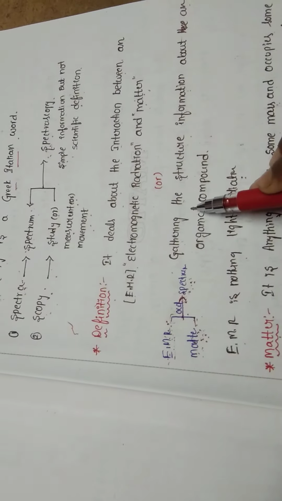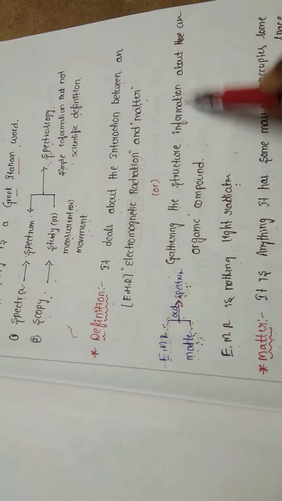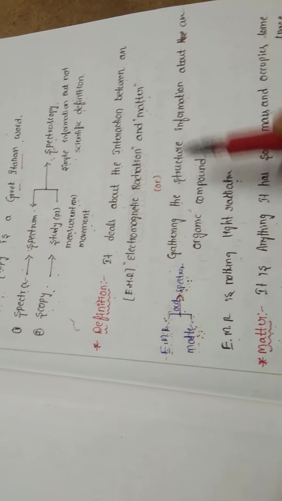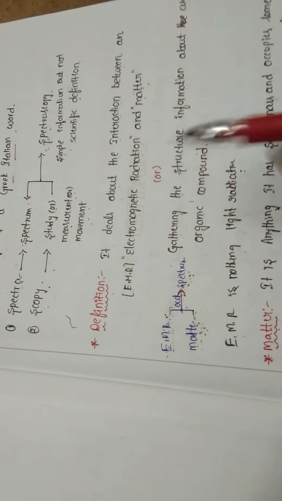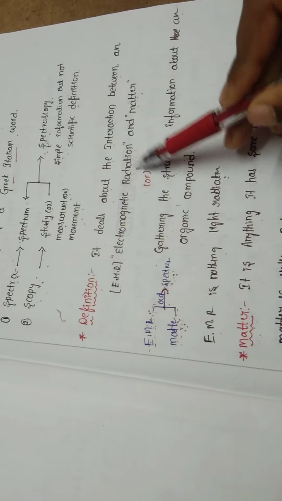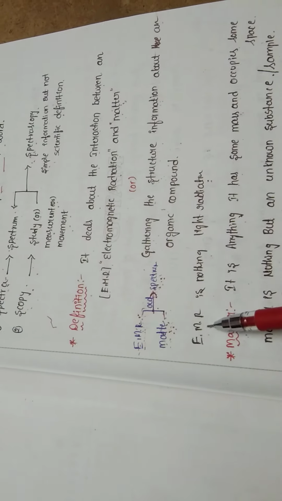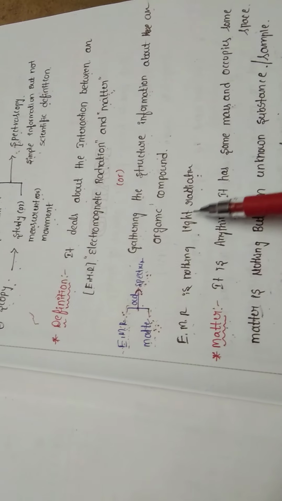Another definition of spectroscopy is gathering structural information about an organic compound. If we pass electromagnetic radiation towards an unknown substance, what changes take place? That is spectroscopy. So there are two factors: the first factor is electromagnetic radiation and the second factor is matter. Electromagnetic radiation is nothing but light radiation. We already know that, so I can discuss it later.